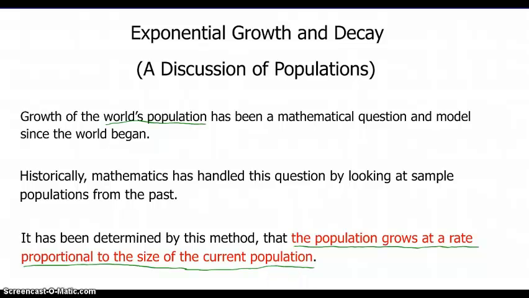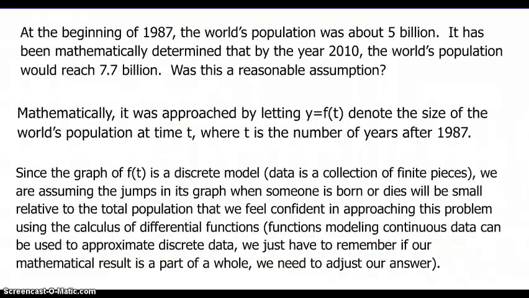And if that's the case, then we can use our knowledge now of differential equations, and we can come up with a function that models that behavior. So at the beginning of 1987, the world's population was about 5 billion. It was mathematically determined that by the year 2010, the world's population would reach 7.7 billion. Was this a reasonable assumption? As it turns out, it was reasonable. It was a little high, but it was reasonable.